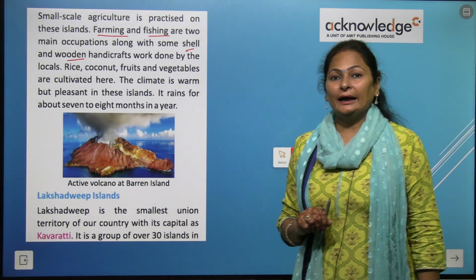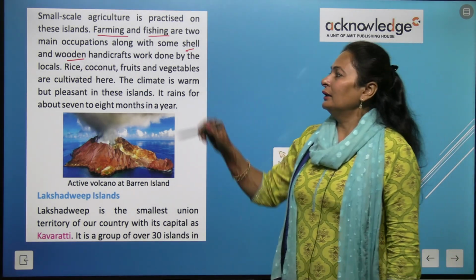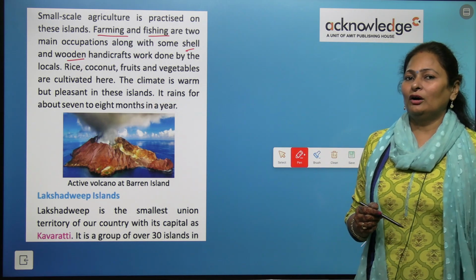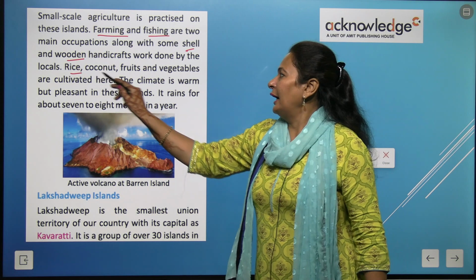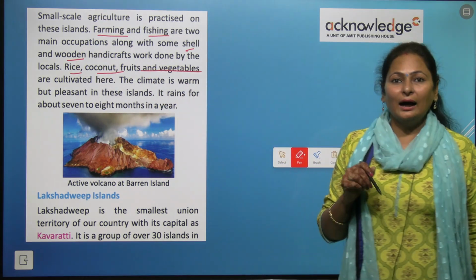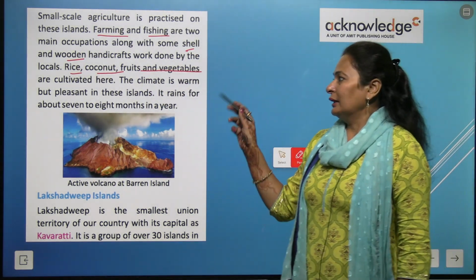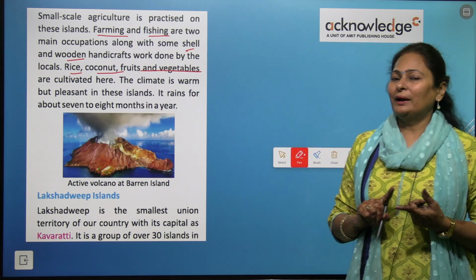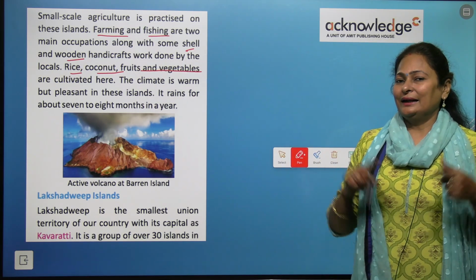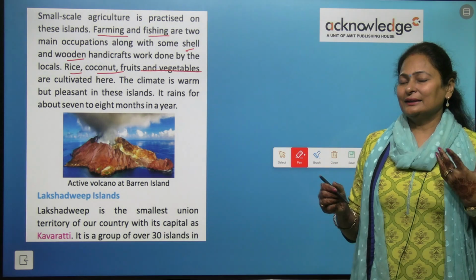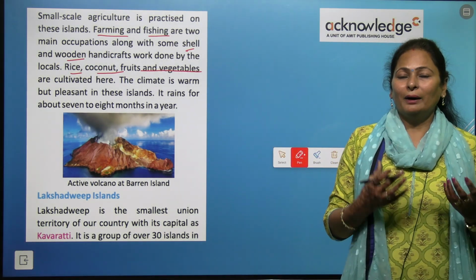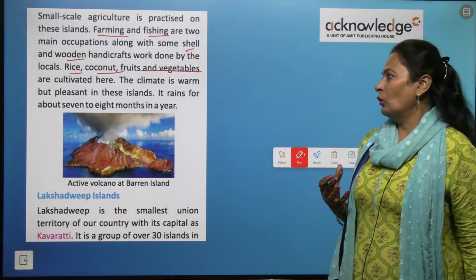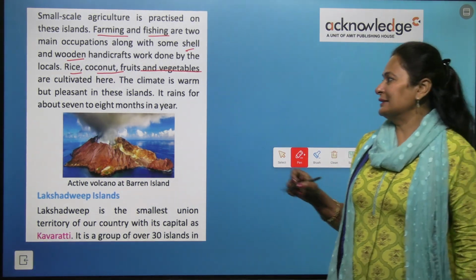And wooden handicraft is the work done by the local people of the islands, right? Rice, coconuts, fruits, and vegetables are cultivated here. The climate is warm, but it is pleasant. As in the coastline, it is hot and humid. Here in the islands, it is warm, but it is pleasant.